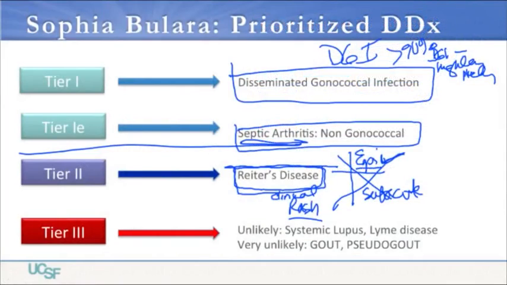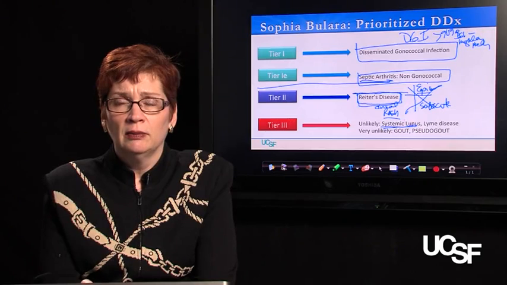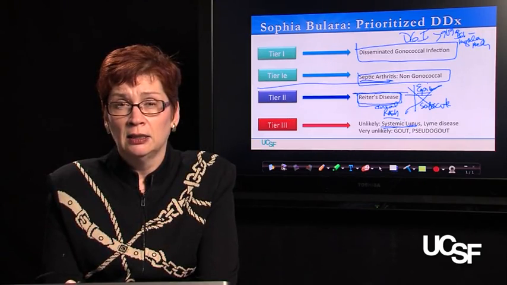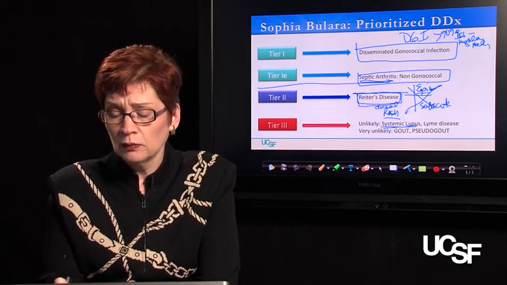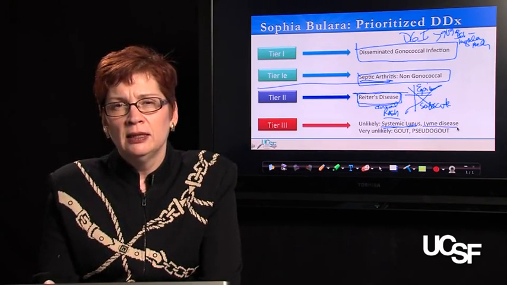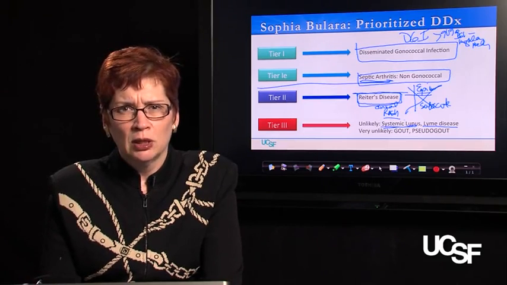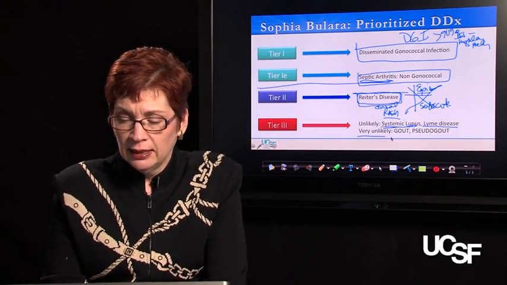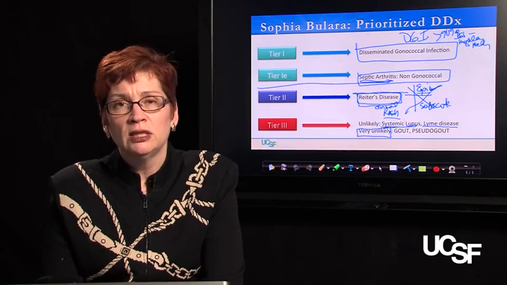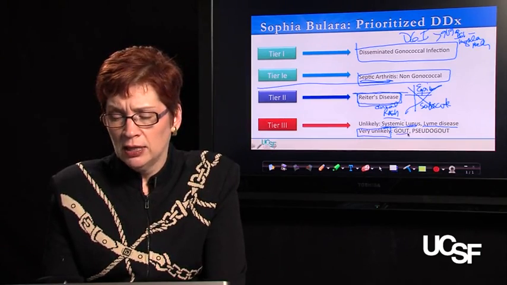Tier 3, very unlikely, systemic lupus. Why? Because lupus tends to present with symmetrical polyarthritis rather than oligoarthritis that is evanescent. Lyme disease, why are we putting that so low? Again, the type of arthritis she's demonstrating is a little bit unusual, but the rash is even more unusual. And very unlikely because she has neither the epidemiology nor the classic presentation are diseases we typically see in older men and women with other metabolic disorders, gout and pseudogout.